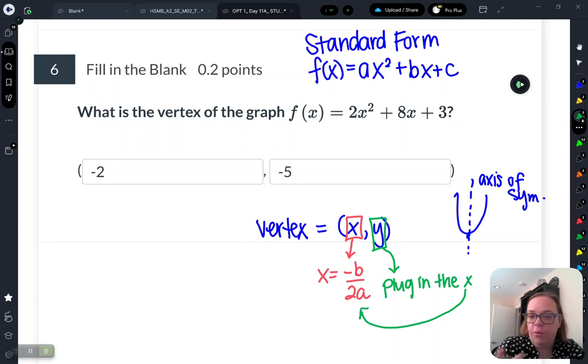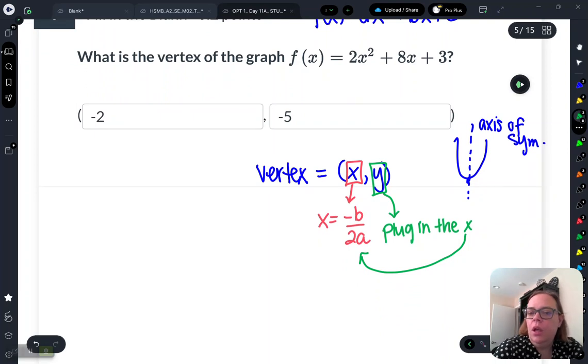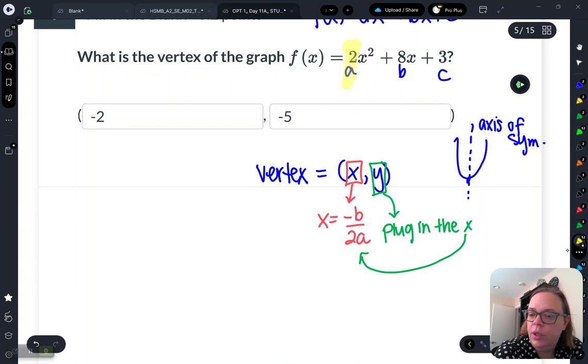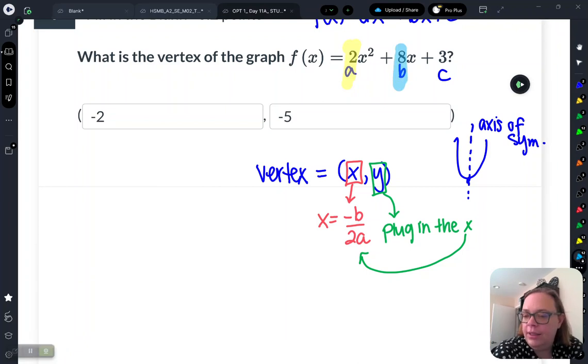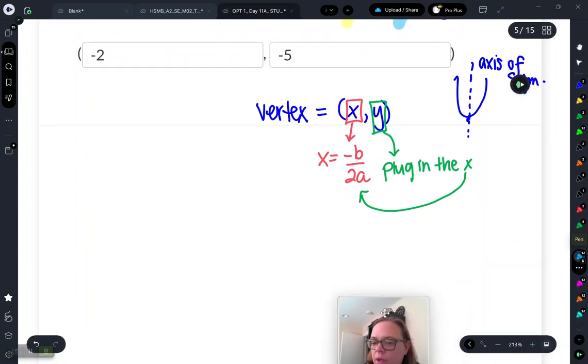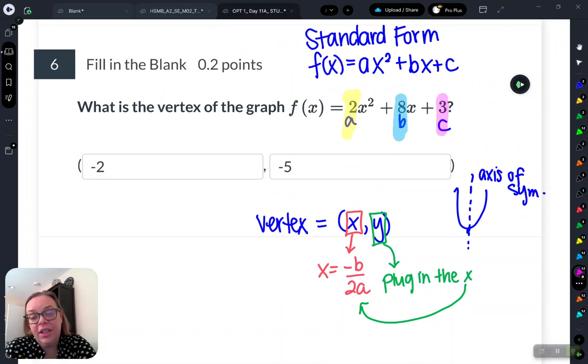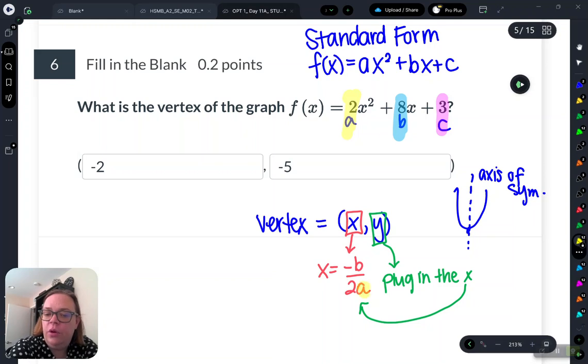Okay, so in our example here, we have a, b, and c. a is the 2. b is the 8. Let me use a different color there. And c, I'm going to move my face out of the way so I can see my colors, is 3. Now I don't actually need c to do this formula. I just need a and b. So a, the 2, goes in the denominator, and b goes in the numerator.